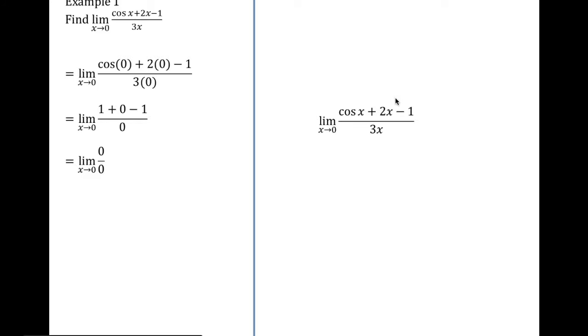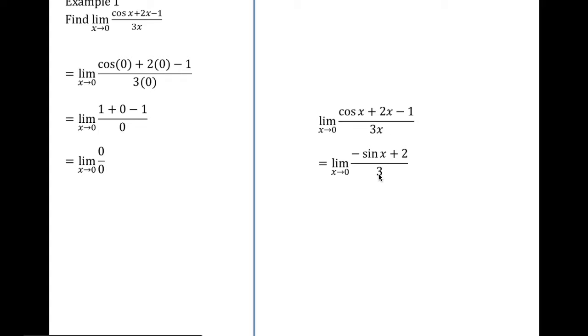So if I take this same exact limit and take the derivative of the top and the derivative of the bottom. The derivative of cosine is negative sine. The derivative of 2x is 2. The derivative of minus 1 is 0. Then take the derivative of the bottom separately. You are not using the quotient rule in these problems. You're using a shortcut to evaluate these limits. You're doing it by the derivative of the top and the derivative of the bottom. So the derivative of the 3x is separate.